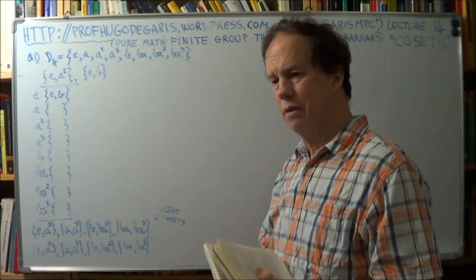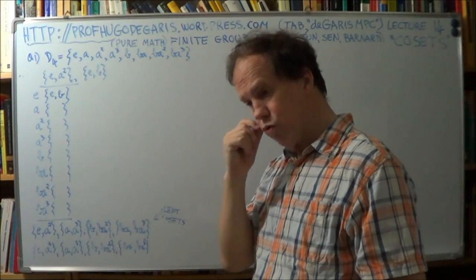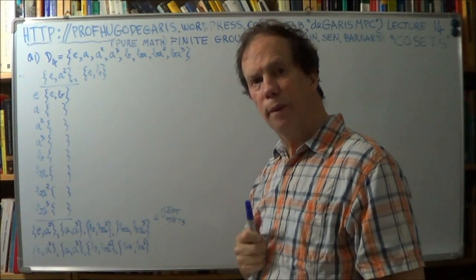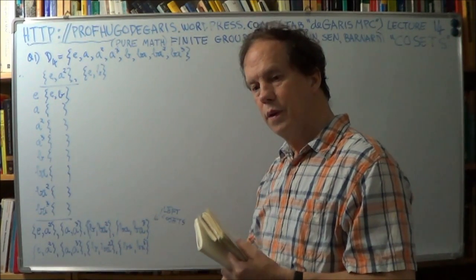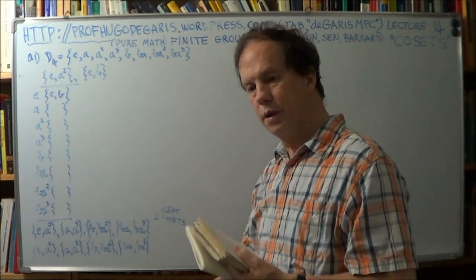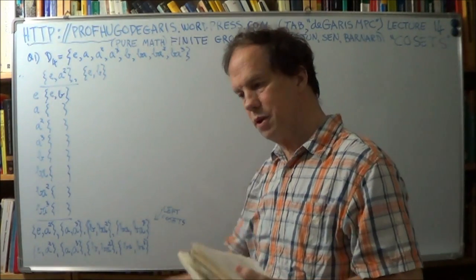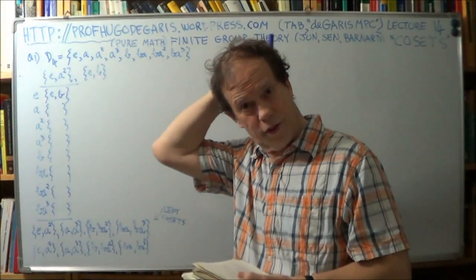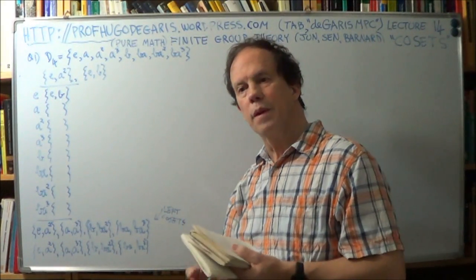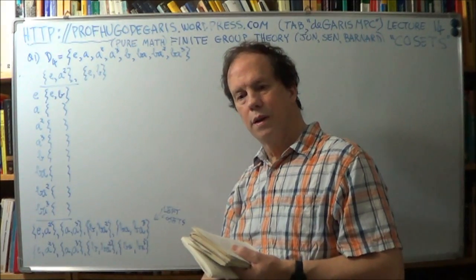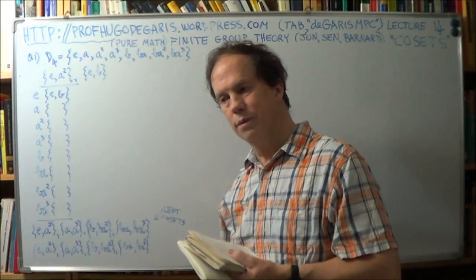Now, I could throw in a remark there. If your group is abelian, then your left and right cosets will be equal. I'll just throw that out. I'll ask you to prove that as homework. So if your group is abelian, then its left and right cosets for the same element are equal. Right?